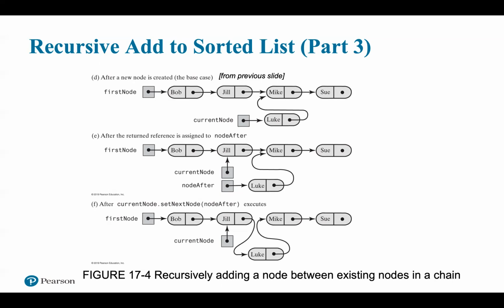At this point, currentNode references Jill's node, as indicated in part b of the figure. The next statement to execute is currentNode.setNextNode(nodeAfter). Thus, the next field of Jill's node is changed to reference Luke's node, as shown in figure 17.4f. The private method add now returns a reference to Jill's node. If we continue the trace, we will make Bob's node reference Jill's node, and firstNode reference Bob's node, even though these references are already in place.